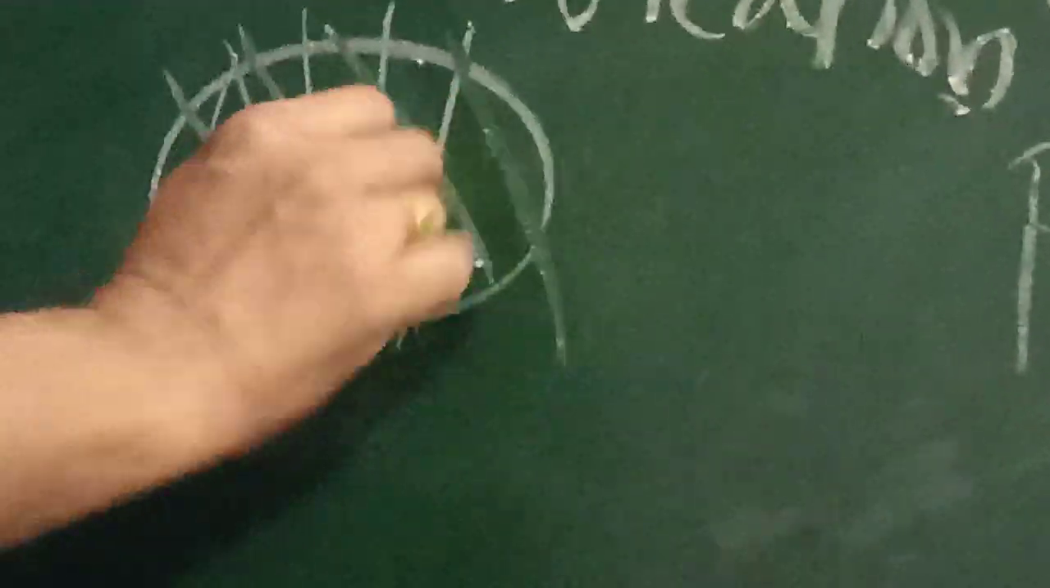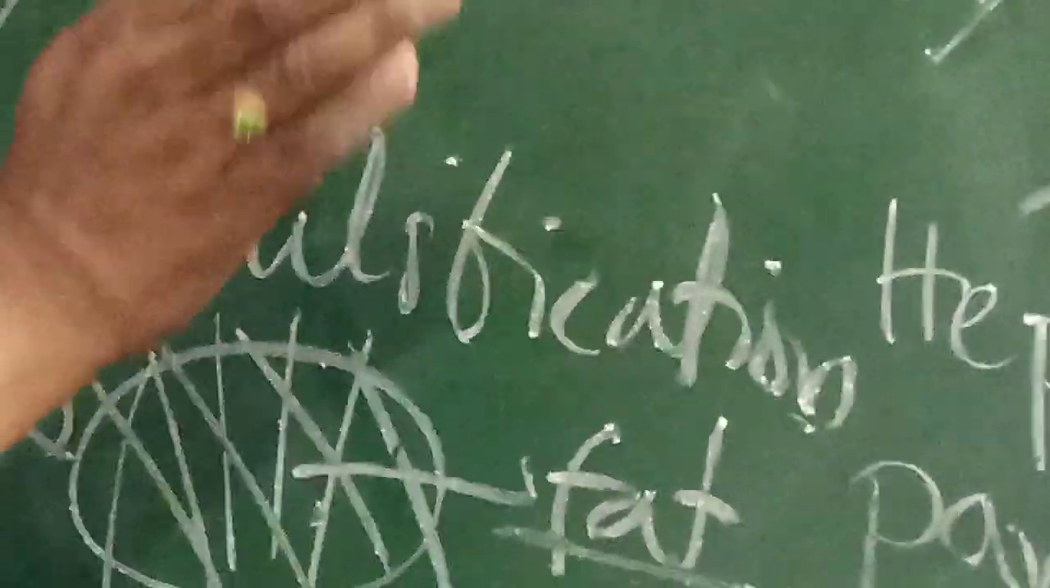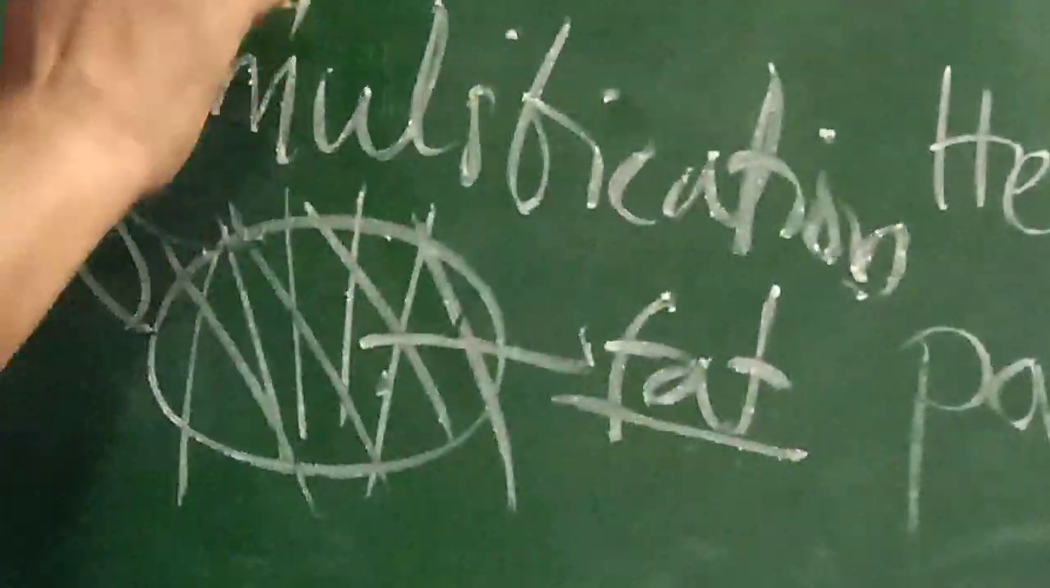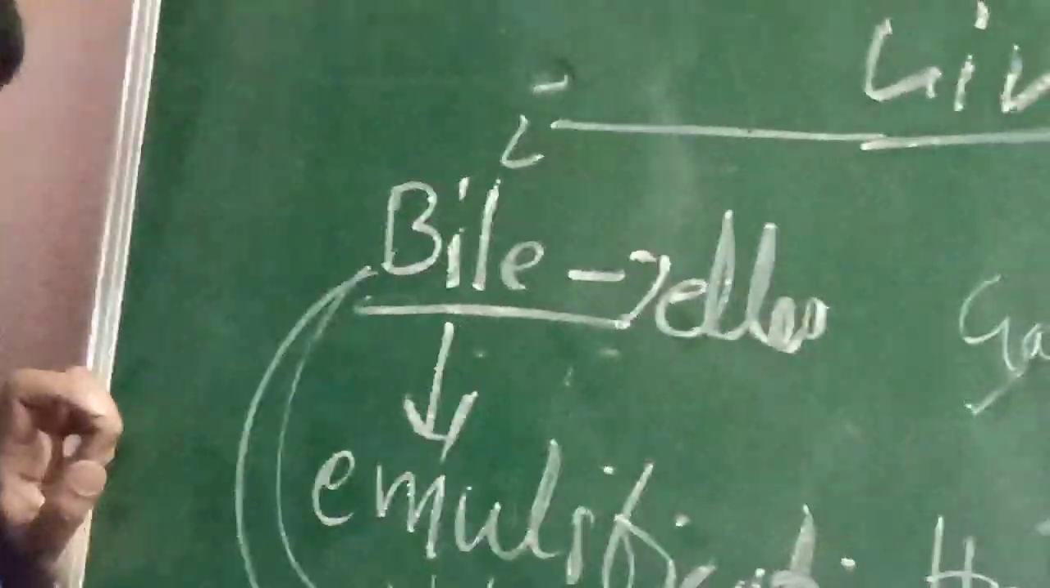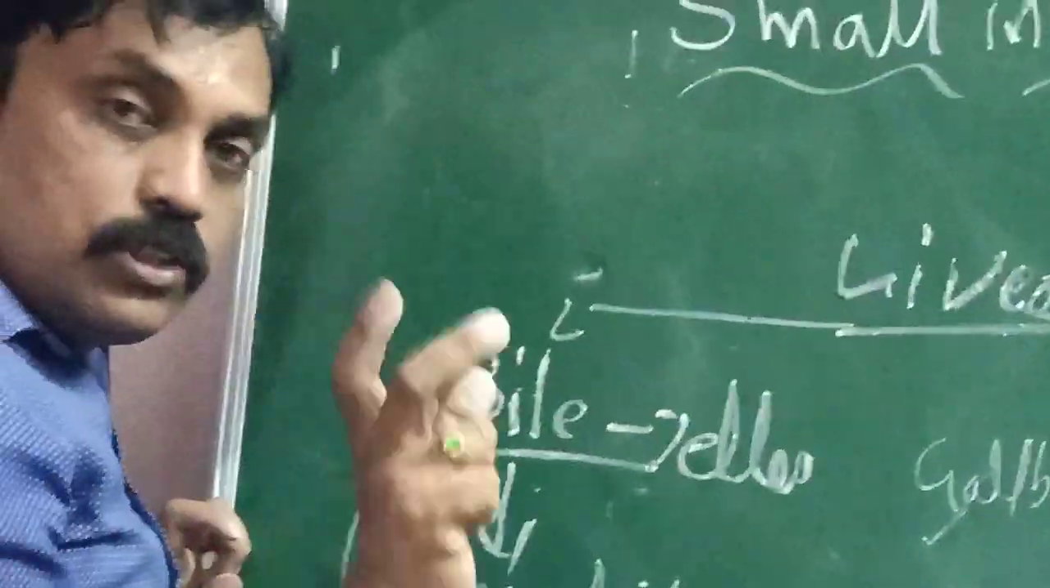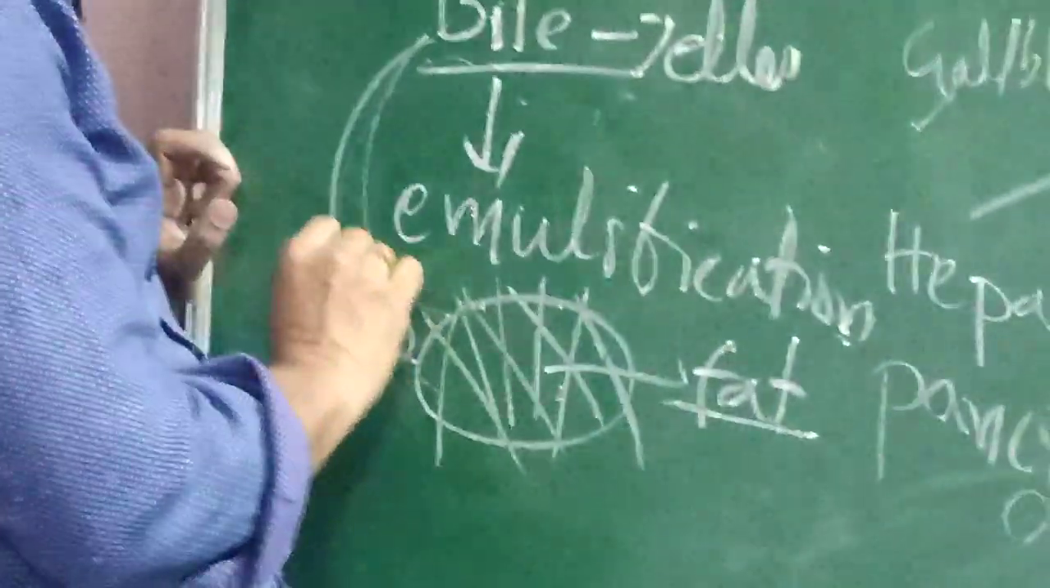What is the meaning of emulsification? Fats are large molecules, and bile breaks them down, cutting them into small pieces. Bile juice is not an enzyme. It is a yellowish pigment released by the liver. Bile juice is useful for emulsification, cutting the large fat globules into small pieces. That is what we call emulsification.